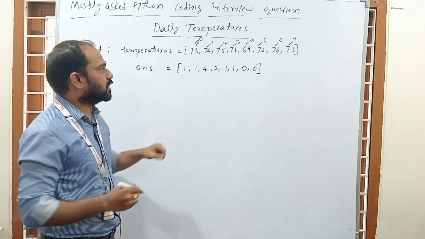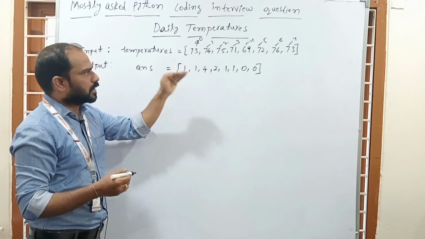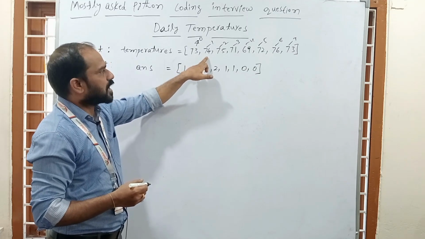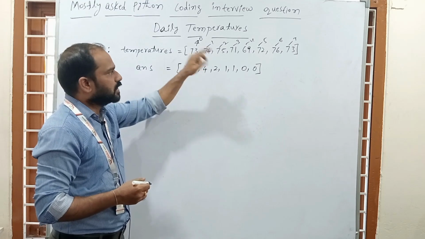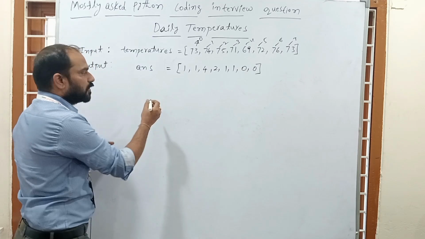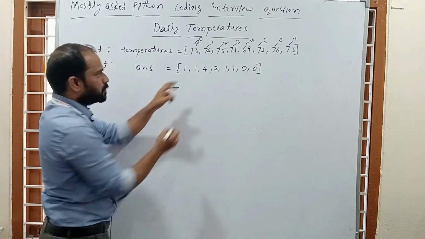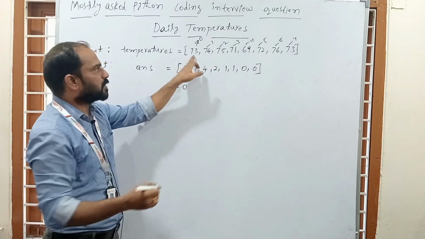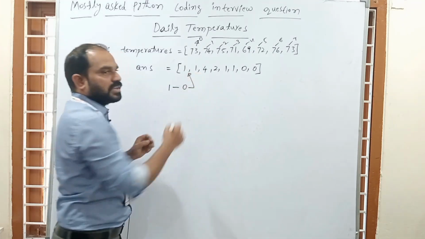So at this position we have written 1. How have we written 1? The highest temperature: if you observe, the next highest temperature appears after 1 day. So 73 is the first temperature. The next day the temperature is 74. You need to wait 1 day. But how did we get this? You need to subtract the index number of 74. You observe the index number of 74 is 1, minus the index number of the lowest temperature, 0, and this is appended into the result array.